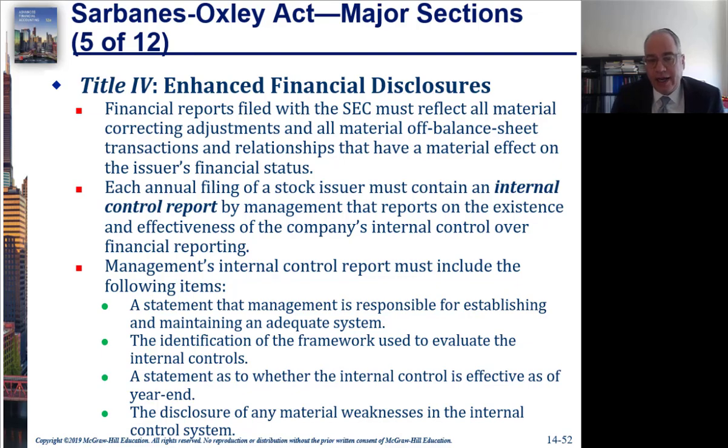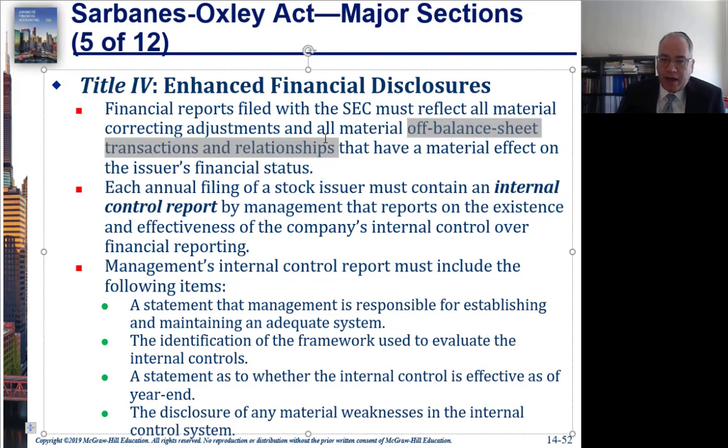Title IV required enhanced financial disclosures. Financial reports must reflect all the material correcting adjustments, all material off-balance sheet transactions and relationships that have material effect on the issuer's financial statements. One big thing here is a statement of contractual obligations, which is off-balance sheet transactions, and a real focus on off-balance sheet transactions that previously were ignored. And part of this is all material correcting adjustments. I don't know that this was ever the extent to which this was actually implemented.